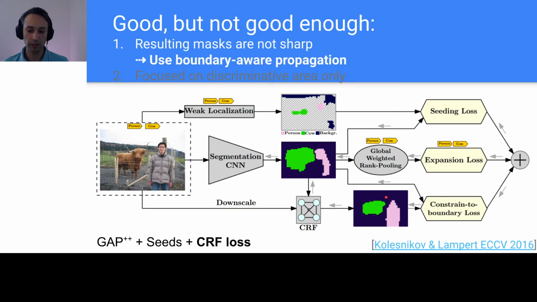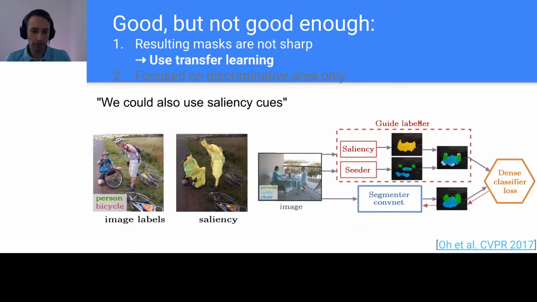Another way to have sharper masks is to use another type of prior. For instance, you can use saliency information that has been trained to better respect the object boundaries, albeit it is unaware of the classes of interest. So you can combine these two pieces of information to obtain better segmentations, as explored in this paper.